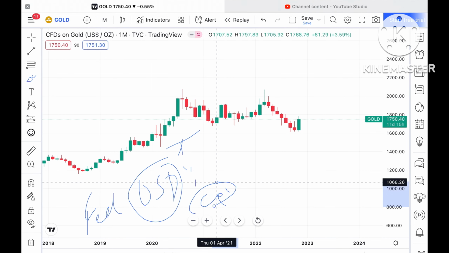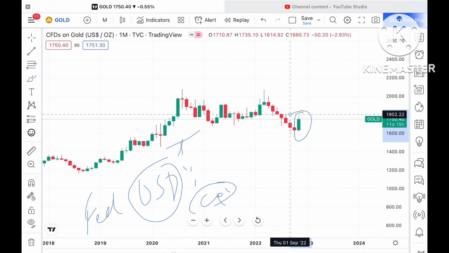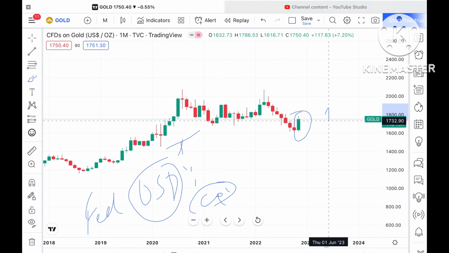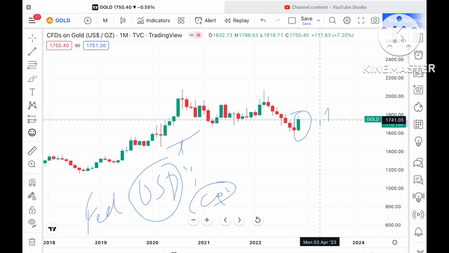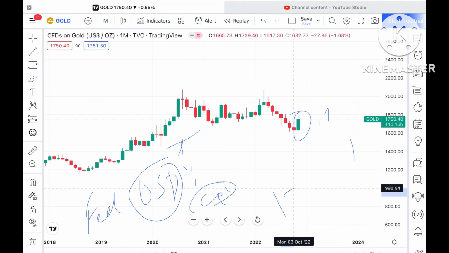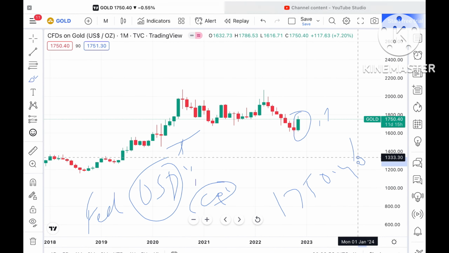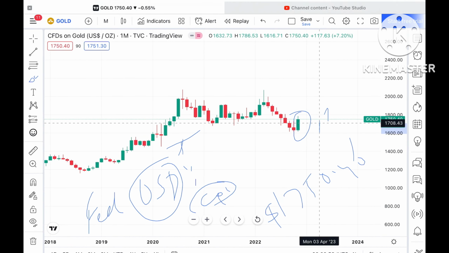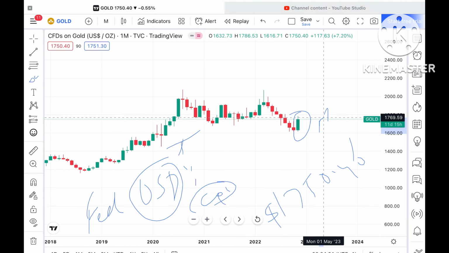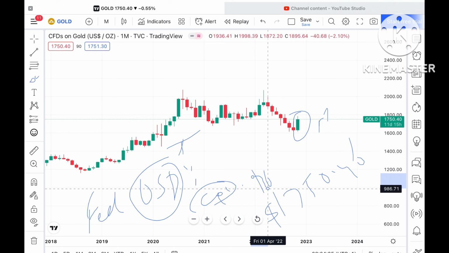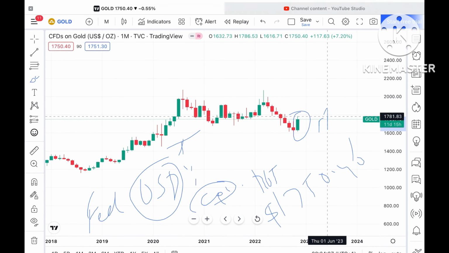Now look at this chart, there is a full candle formed on the green side. At this level we can see the next strong support coming at around $1741, and it is currently trading at around $1750.40. Suppose the price sustains this particular level, then we can see it go towards its next resistance of around $1765.